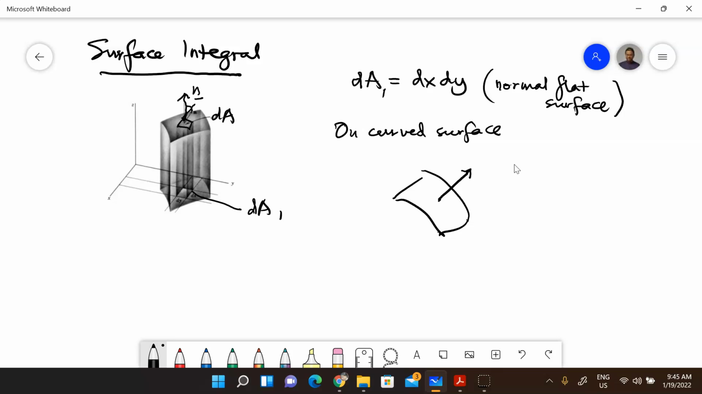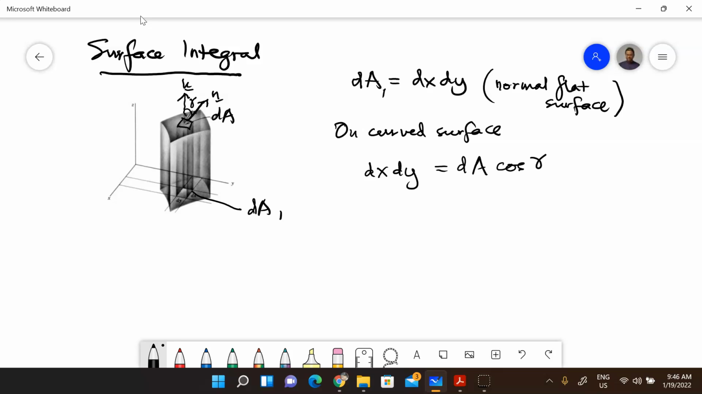Sorry, I got the wrong thing around. Okay, the normal is like that. And this essentially is the unit vector along z direction. So if you know the angle between these, say gamma, then we have this kind of projection. The dx dy will be given by dA cos gamma.